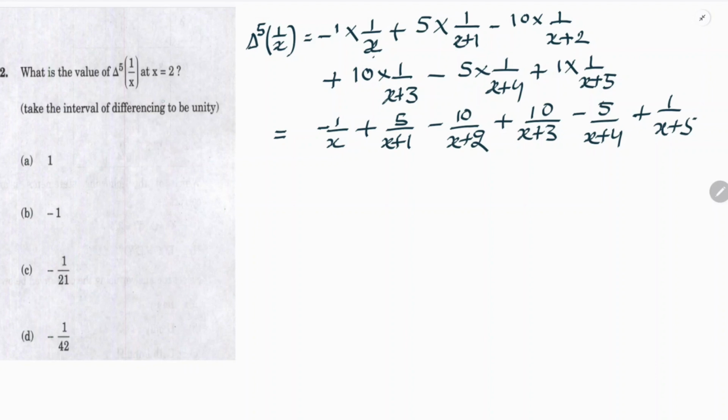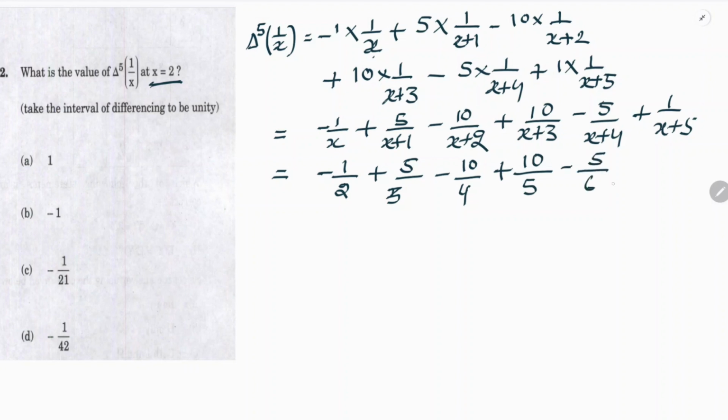Now we are asked to find the value at x equals 2. So in the place of x, put 2. 1 upon 2 plus 5 upon 3 minus 10 upon 4 plus 10 upon, sorry, this will be 4, 5 minus 5 upon 6 plus 1 upon 7.